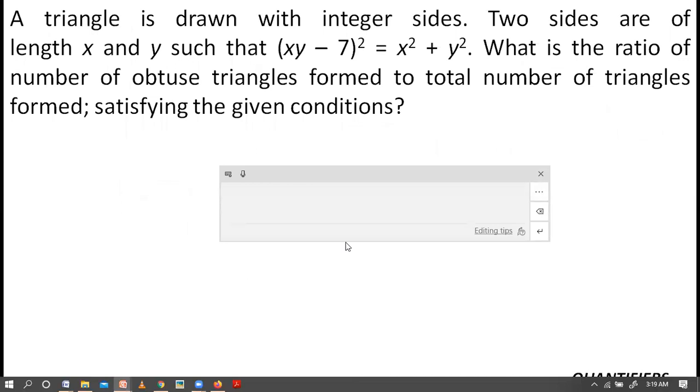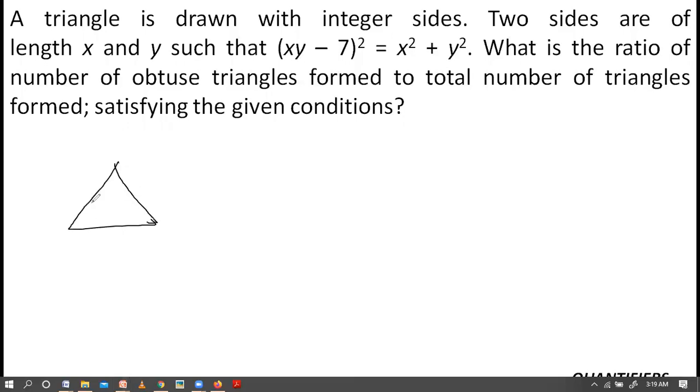So what is the second question? The second question says a triangle is drawn with integral sides. So all the sides are integers first of all. Okay. A, B and C, these are integers. So x, y and z, let's say, are the lengths. All are integer lengths. Okay. And they follow this condition that (xy - 7)^2 is equal to x^2 + y^2.